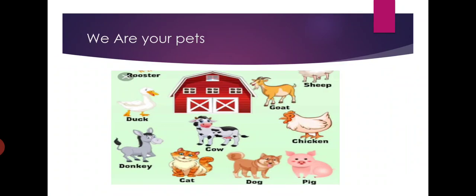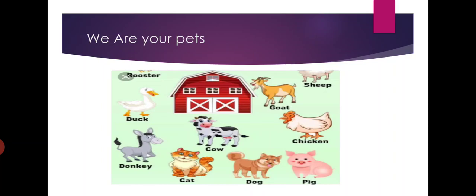The second group is of domestic or our dearest pet animals. Do you have a pet animal? I hope some of you must have pets at your house. Some may have a cat, dog, goats, chickens, or cow. We keep these animals with us at our house. We take care of these animals like our family members. These animals are also useful to us. These are called pet or domestic animals.